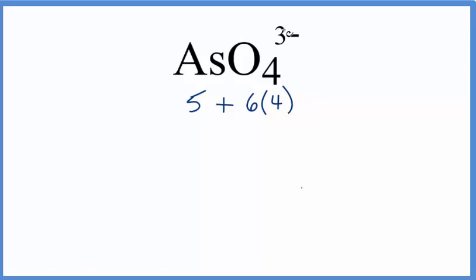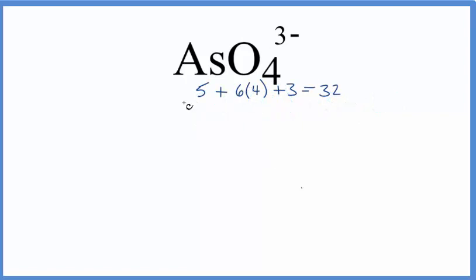And then this negative sign, this 3-: electrons are negative, so this means we have 3 more electrons. So let's add those. We have 29 plus 3, 32 valence electrons for the AsO4 3- Lewis structure.